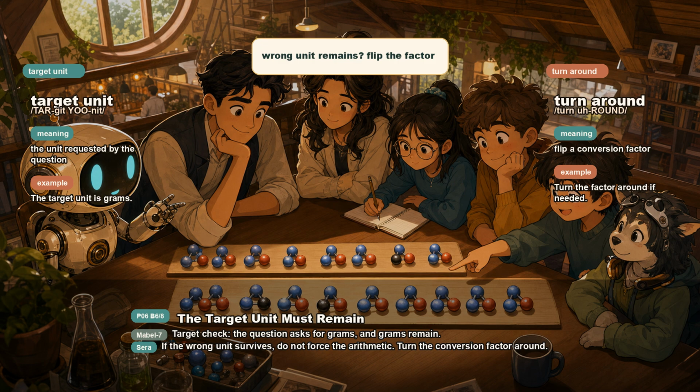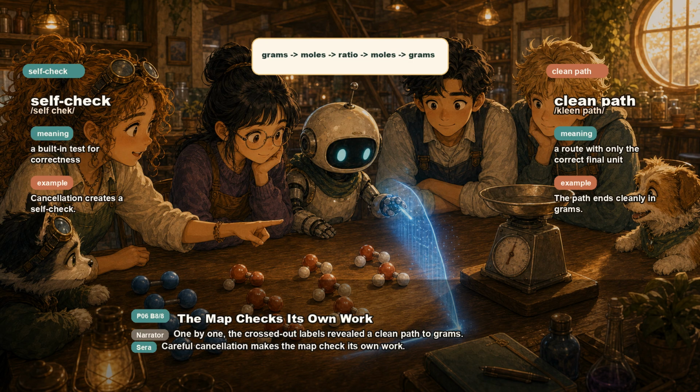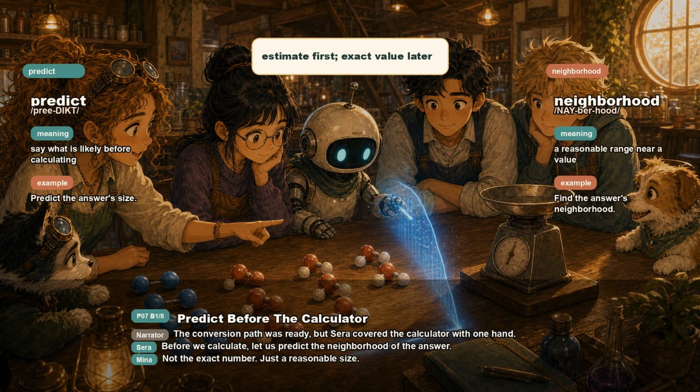If the wrong unit survives, do not force the arithmetic. Turn the conversion factor around. The units can diagnose the setup before we touch the calculator. Cancel first, calculate second. One by one, the crossed-out labels revealed a clean path to grams. Careful cancellation makes the map check its own work. The conversion path was ready, but Sira covered the calculator with one hand.